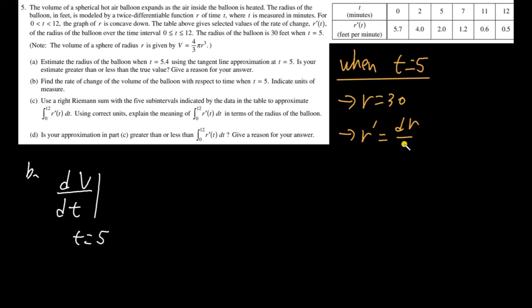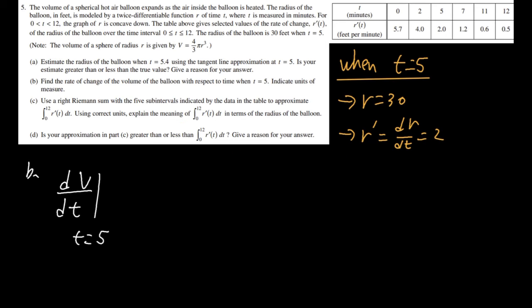Okay, and let's quickly make a list of everything we know about what's going on in this situation when t equals 5. When t equals 5, what's going on? Okay, well, we know two things. First of all, we know that the radius is 30 feet when t equals 5, right? So we know that r equals 30. Secondly, we know that the derivative is equal to 2, because when t equals 5, you can see here r prime of t is equal to 2. So r prime, which by the way is also equal to dr/dt, is equal to 2.